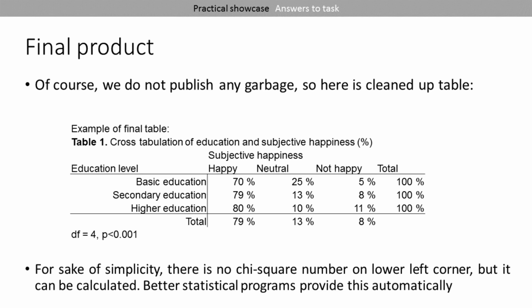And here is the final product. Of course, we are not going to publish any crap, so here is the cleanup table, or one variation of it. You can mix it up, do whatever you want, but the clean table is always a clean table. And for the sake of simplicity, there is no chi-square number on the left corner. We could calculate that by hand, but let's not do that. Normally that would also be included on the table. Better statistical programs provide this information straight on, and let's just not do it. It's not worth the hassle. Let's just go with this.